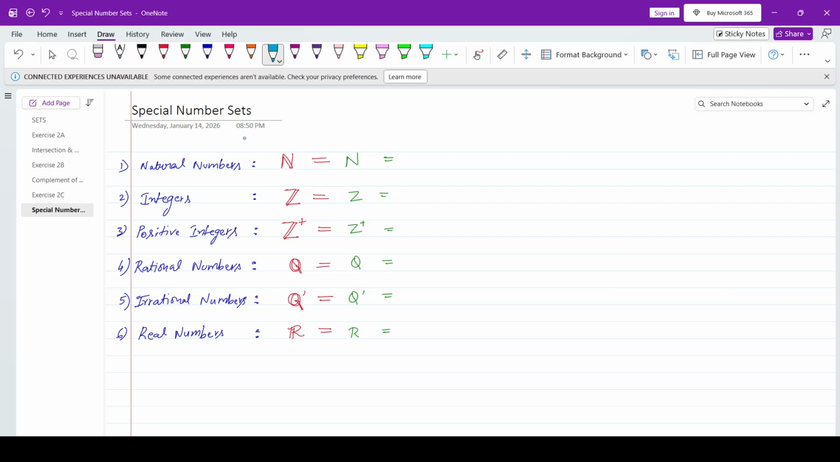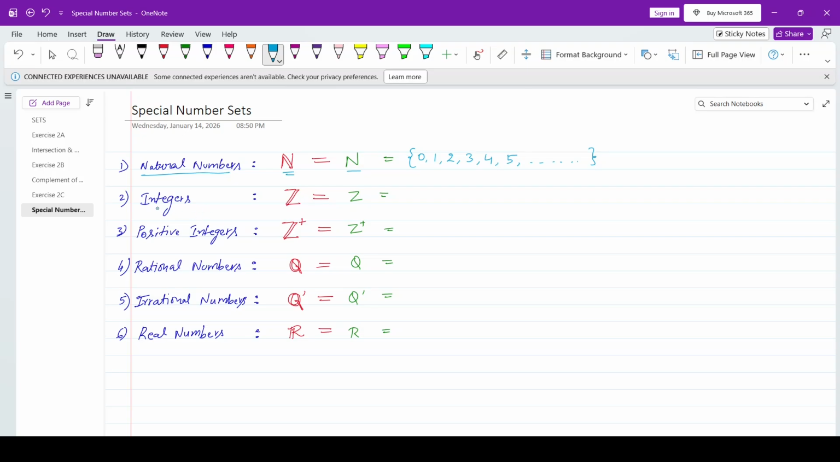Today we will be studying special number sets. The first one is natural numbers. Natural numbers is denoted by this letter, but for simplicity we'll just write N. And what are the natural numbers? Natural numbers is a set of numbers starting from 0, 1, 2, 3, 4, 5 and so on till infinity.